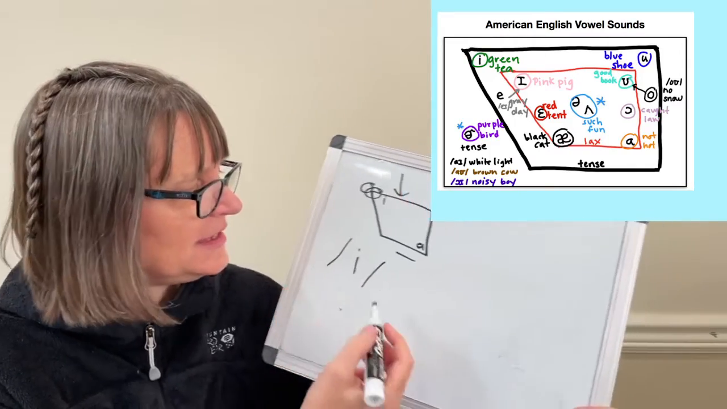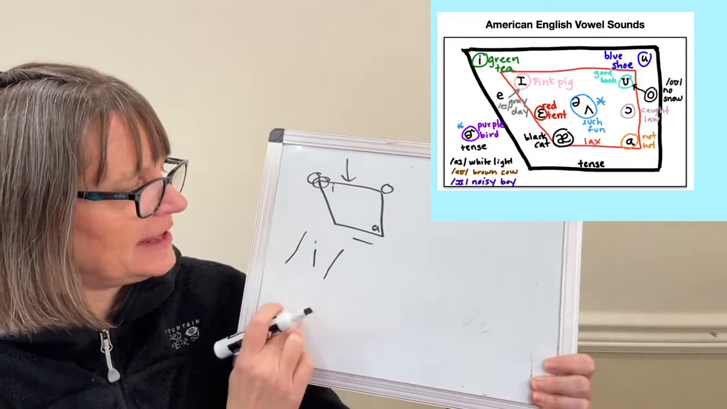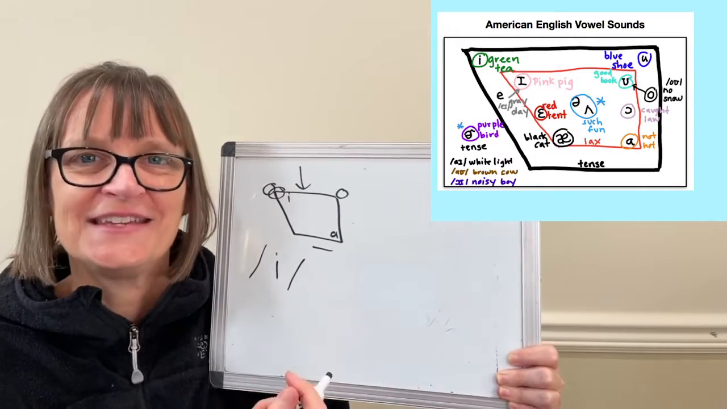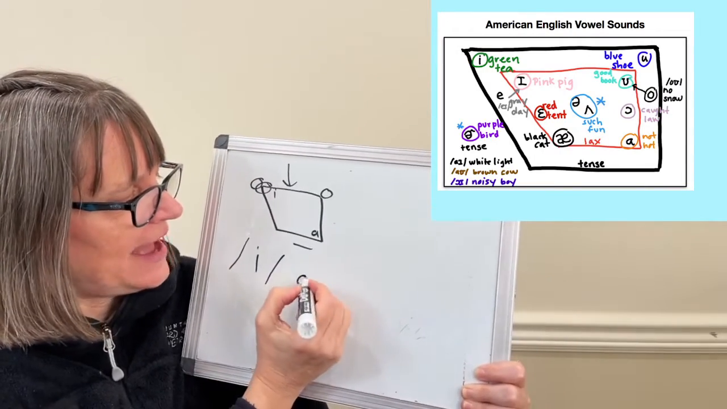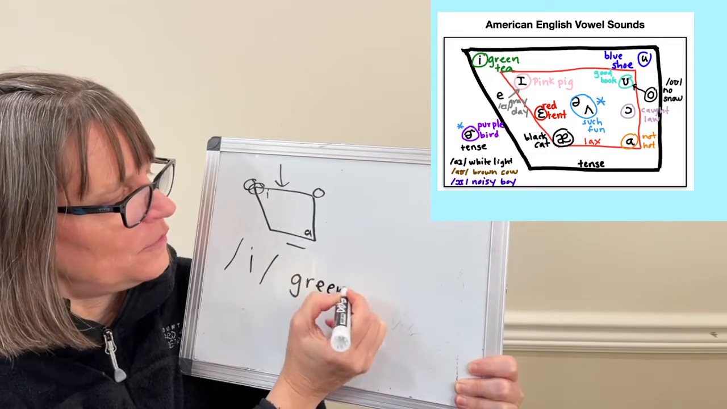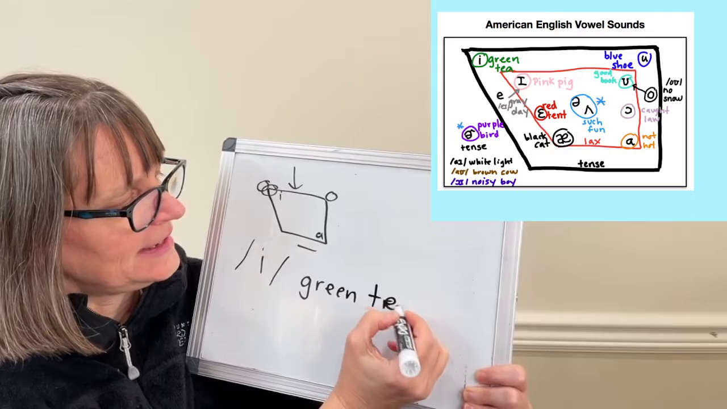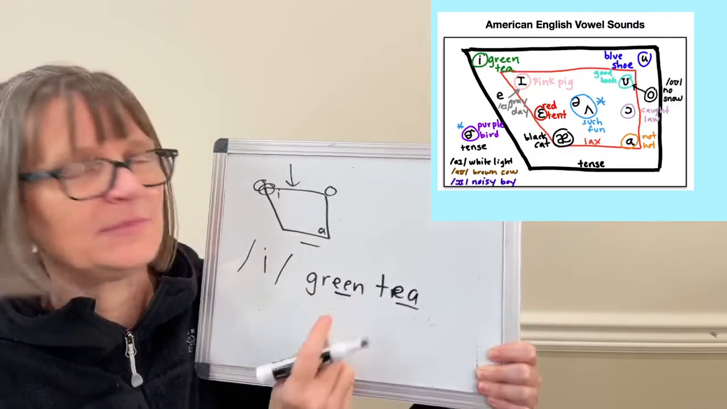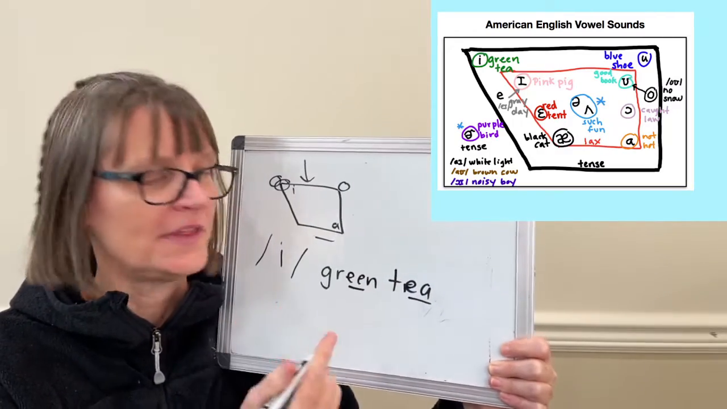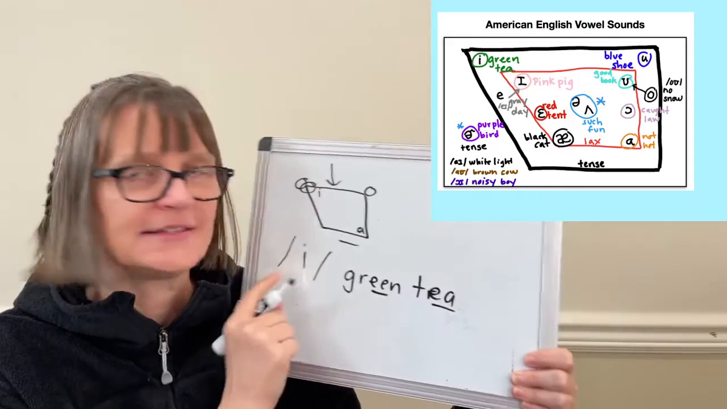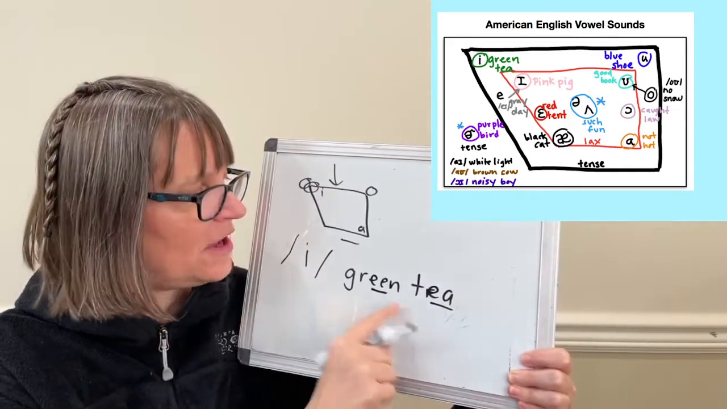So starting with the E sound, we have the letter lowercase I represents the sound of E. You'll see on my chart that I also like to have anchor words for the vowel sounds. So for E, I choose green tea because we often spell E with letter E, but also with letters EE or EA. And it's a high front vowel, it's also tense.